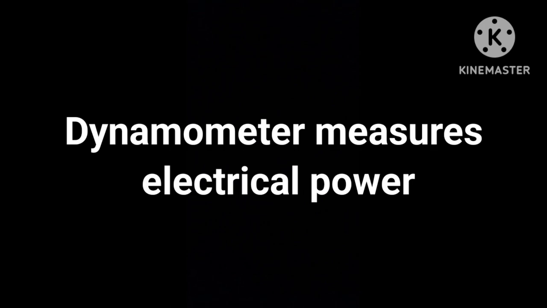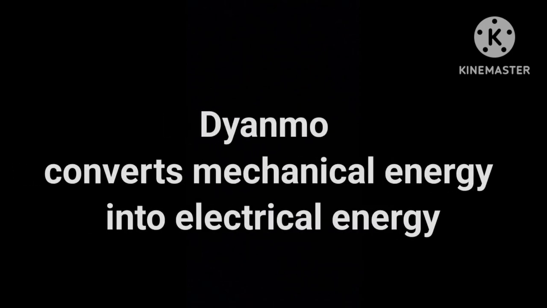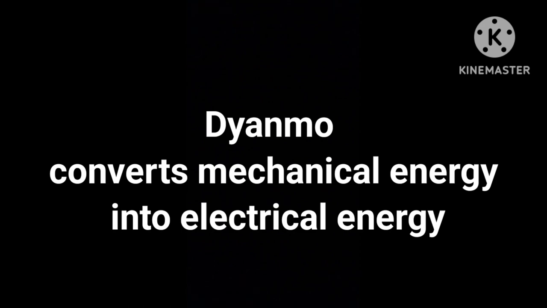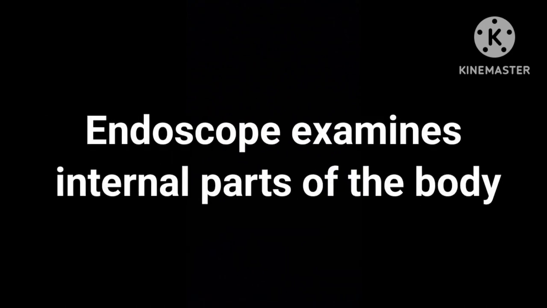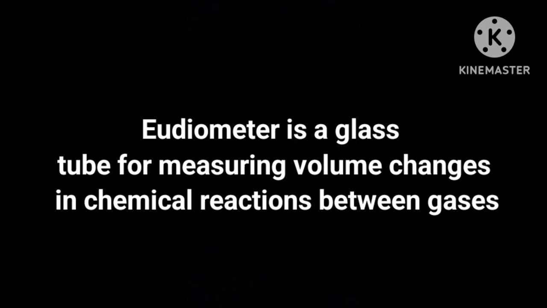Dynamometer measures electrical power. Dynamo converts mechanical energy into electrical energy. Endoscope examines internal parts of the body. Eudiometer is a glass tube for measuring volume changes in chemical reactions between gases.